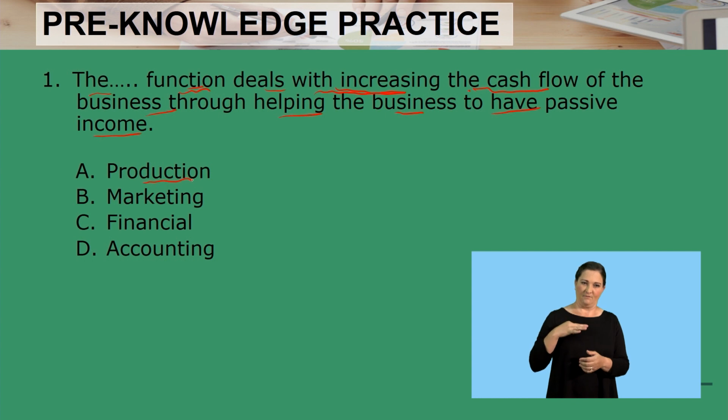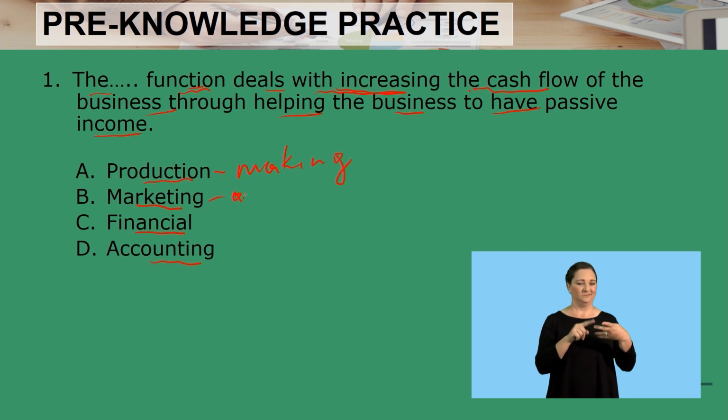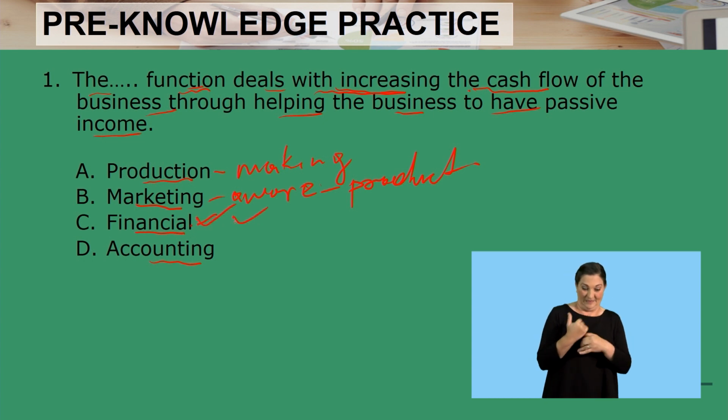Is it the production function? Is it the marketing? Is it the financial? Or is it the accounting function? So it cannot be production because this deals with making the product. And it cannot be marketing because it deals with making customers aware of the product being sold by the business. But it can only be the financial function because it deals with keeping the business within the budget, making sure that they get the right interest from the financial institutions. It cannot be accounting because part of finance is to do accounting.